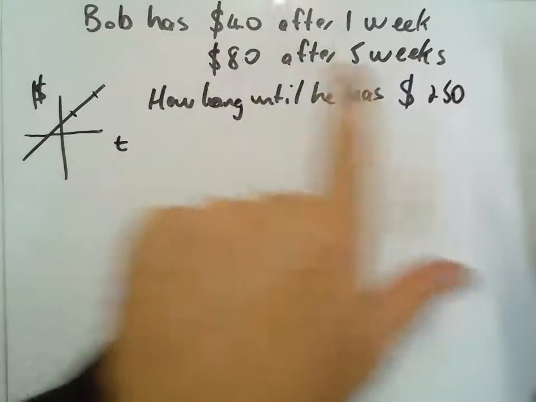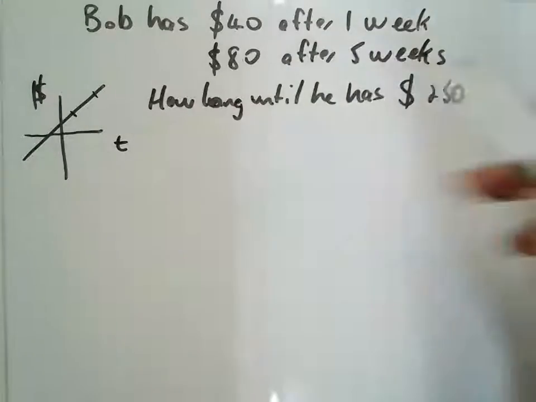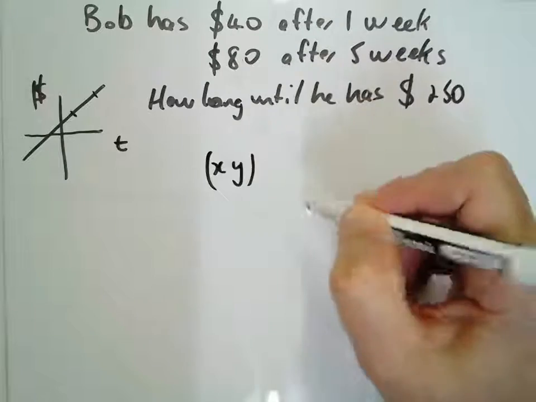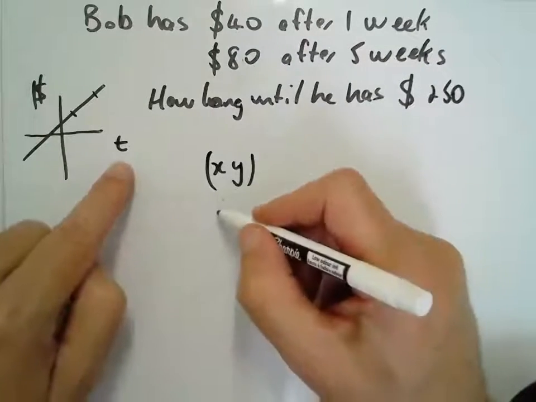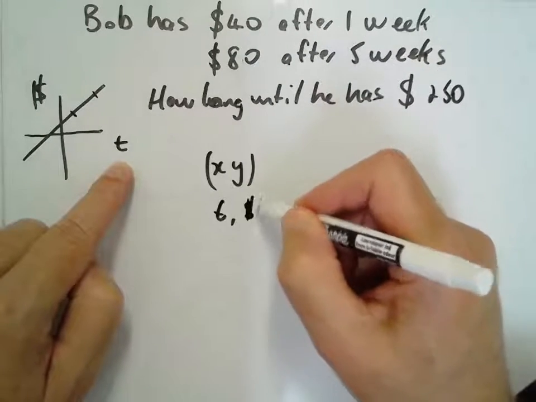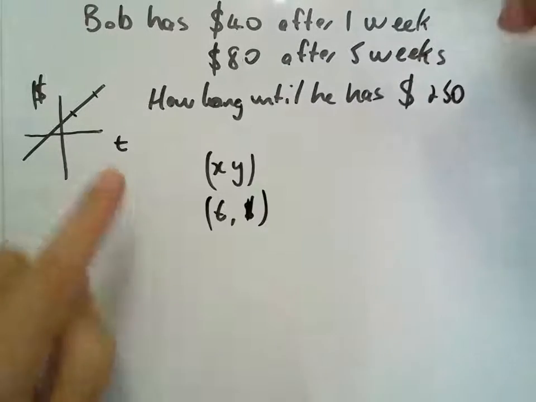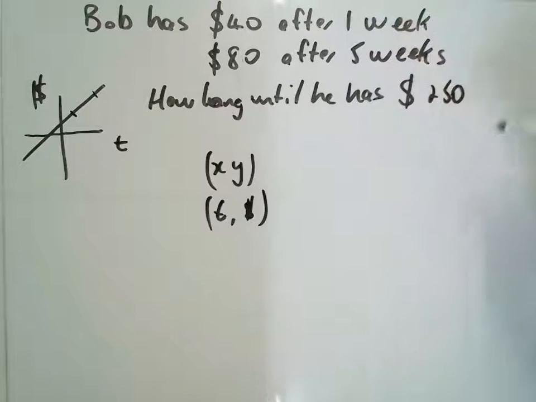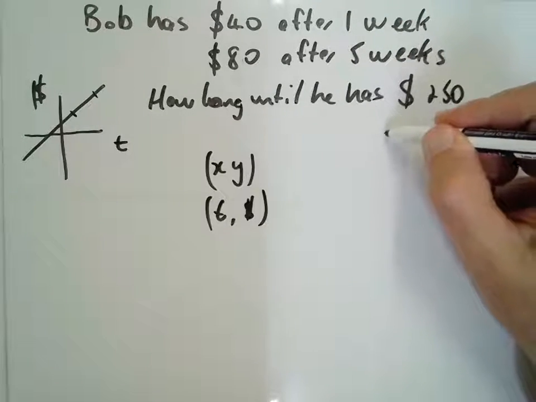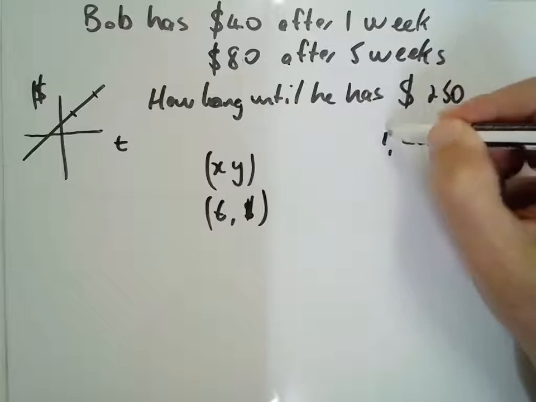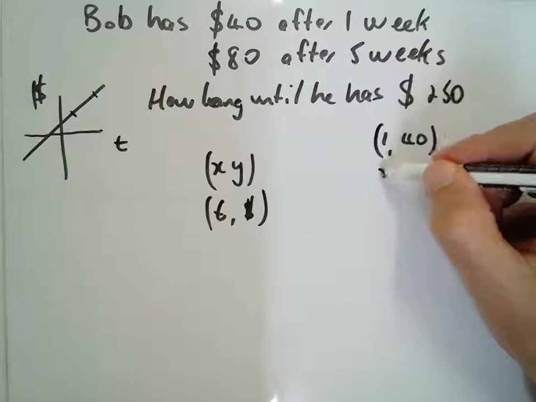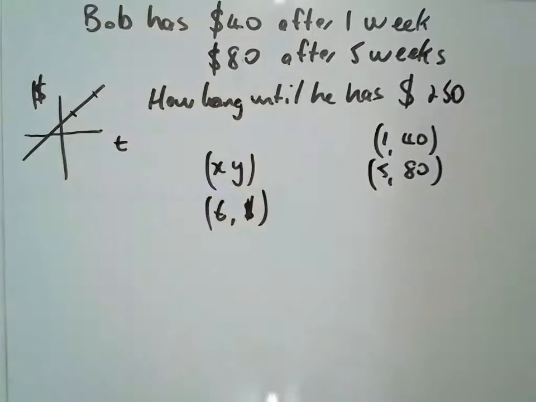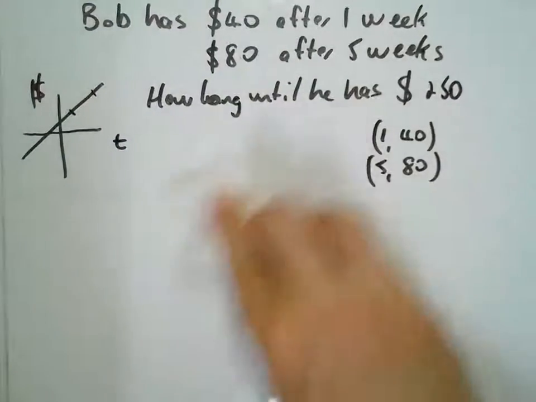Okay, so let's put this into actual points. Remember, points are x, y, so x is the first one, so we're going to put them in the form t and dollars, okay? So the 1 week is the t, so this one here is actually the point (1, 40), and this is after 5 weeks, there's $80, so (5, 80). Okay, let's clean that up a little bit.